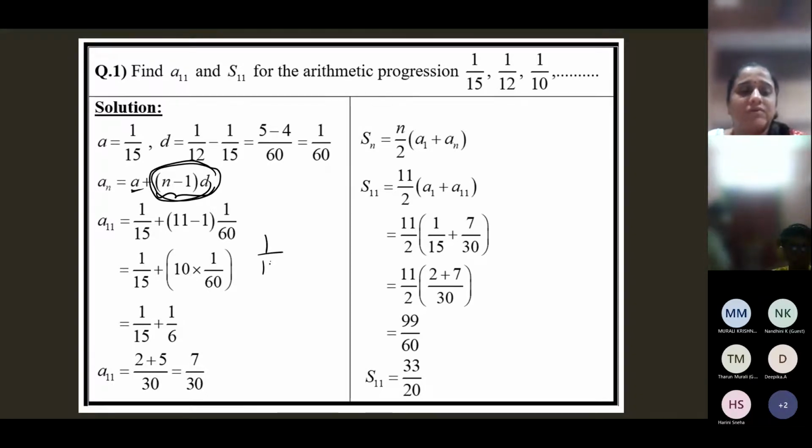If you write like this, 1 by 15 plus 10 into 1 by 60, and you're trying to add these two, you're wrong. It's n minus 1 into d. So 10 into 1 by 60, you should work this, which is 1 by 6. That result is to be added to 1 by 15.